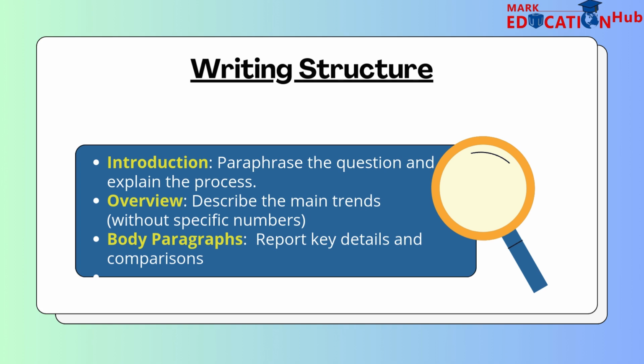Next, include an overview, which is the most important part of your response. Here, summarize the main trends without mentioning specific numbers. Highlight key patterns such as overall increases, decreases, or notable differences between categories. Finally, move on to the body paragraphs, where you present detailed comparisons and specific data points to support your observations.